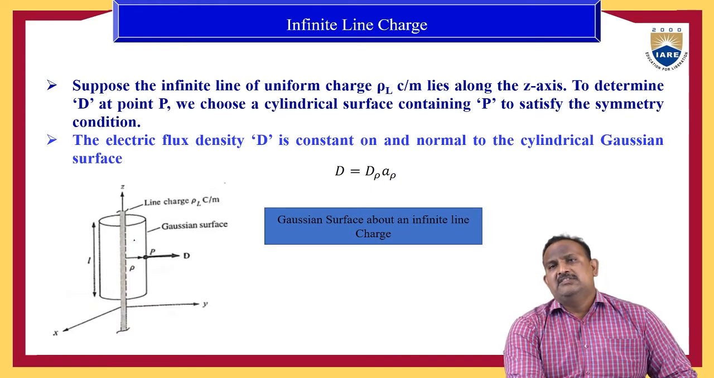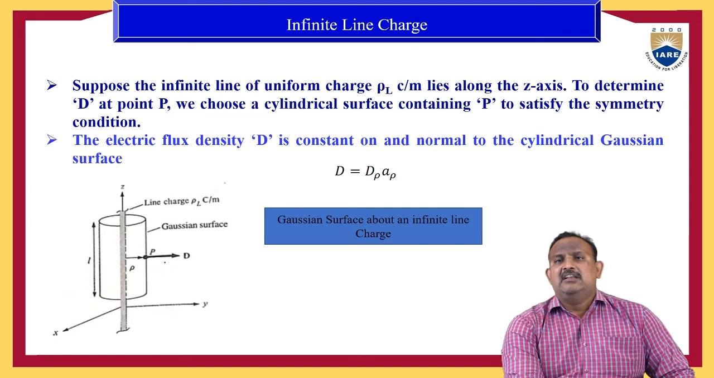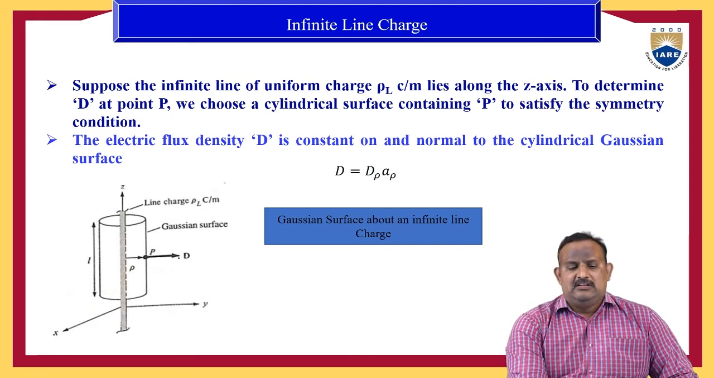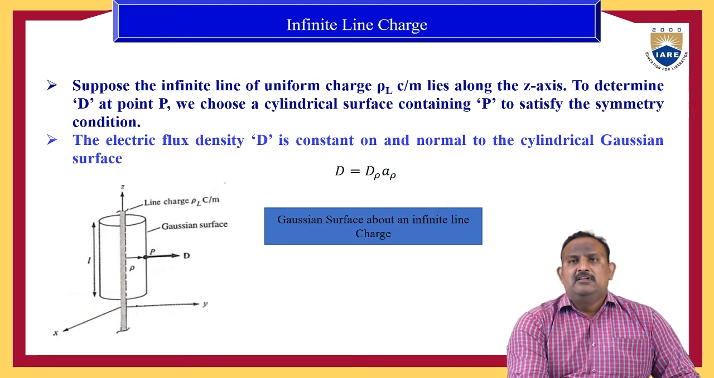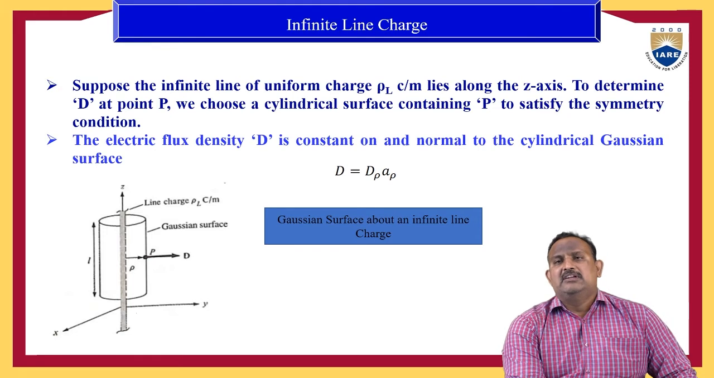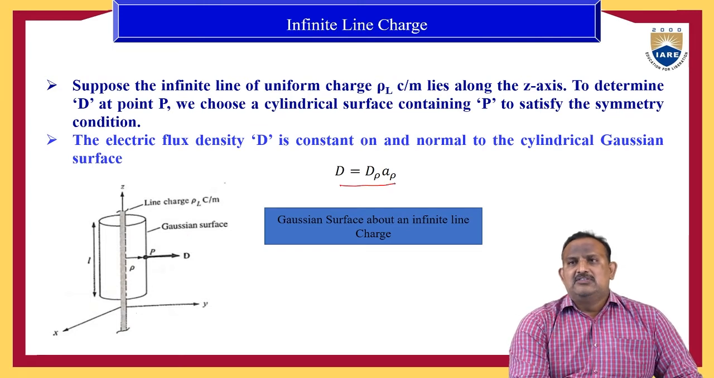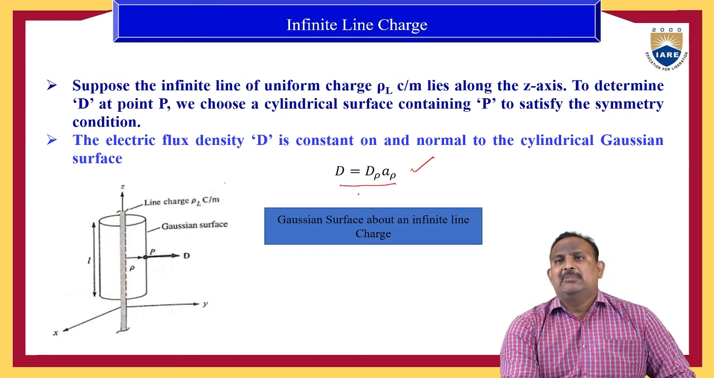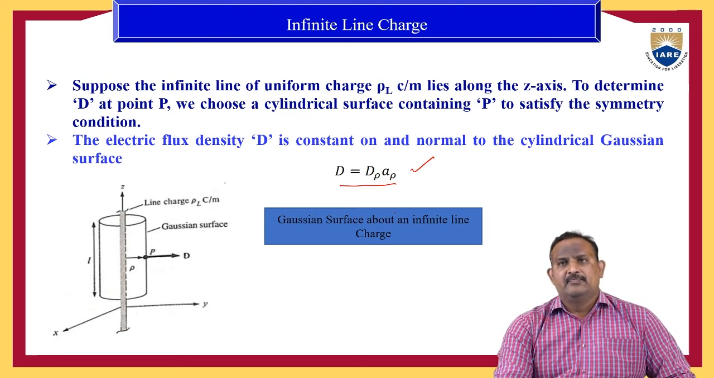Then the third thing is we need to check whether the electric flux density D is tangential or normal to the surface. Here, at any point on the cylindrical surface, except the top and bottom, D should be normal to the cylindrical surface. When D is normal, we can write D is equal to D rho into A rho. We can then apply Gauss law to the cylindrical surface.